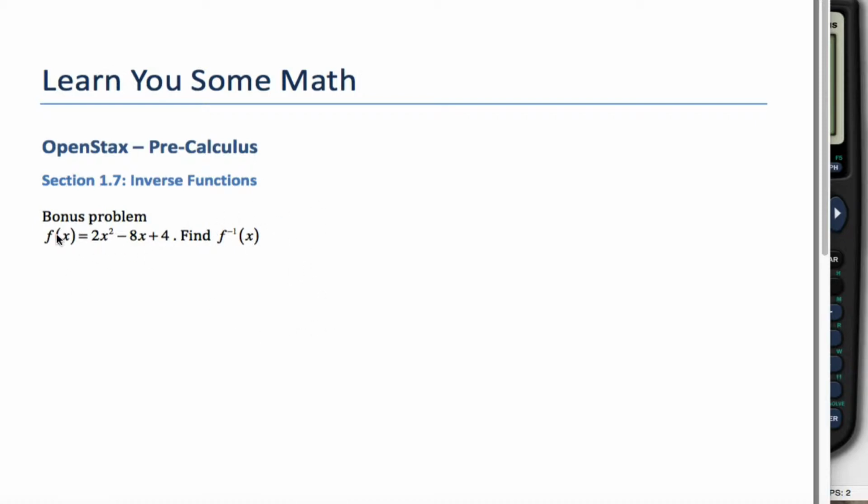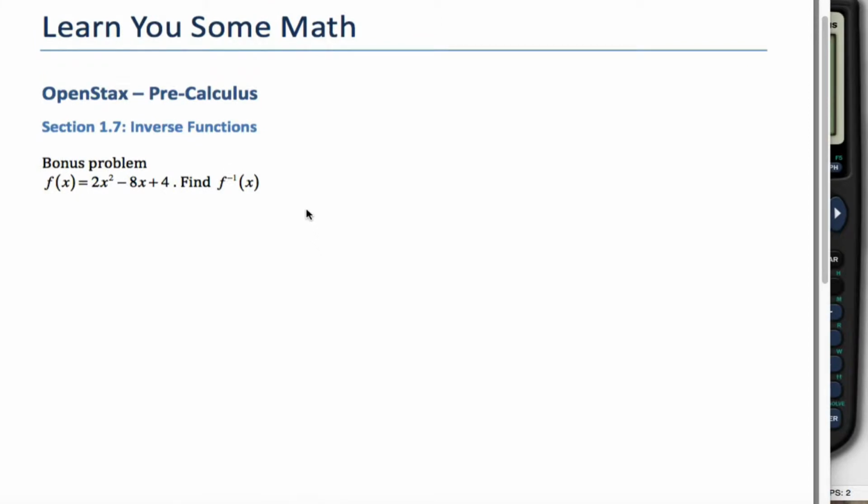So at any rate, the problem says here's a function, f of x equals 2x squared minus 8x plus 4, and you're asked to find f inverse of x. That's a problem that's impossible, which is unfortunate. If you were given this question, you could just say, I can't do that. It's impossible. Why? Because this function is not one-to-one.